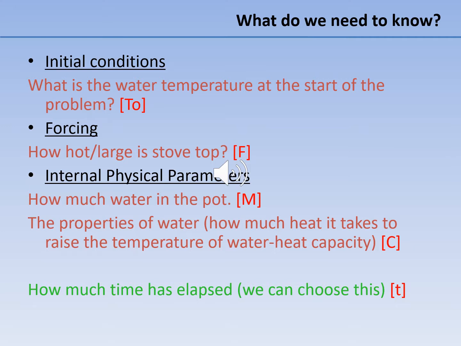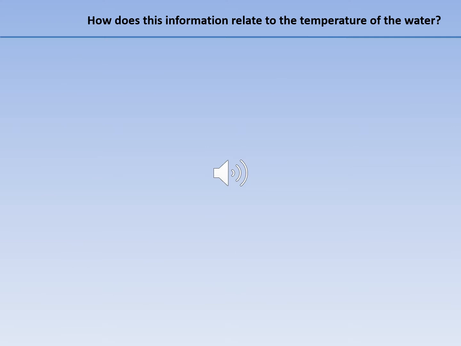We need to know the properties of the water, such as how much heat it takes to raise the temperature of water, the heat capacity, and give that letter C. And we need to know how much time has elapsed. And we can choose this, and we'll give this small letter t. So how does this information relate to the temperature of the water?